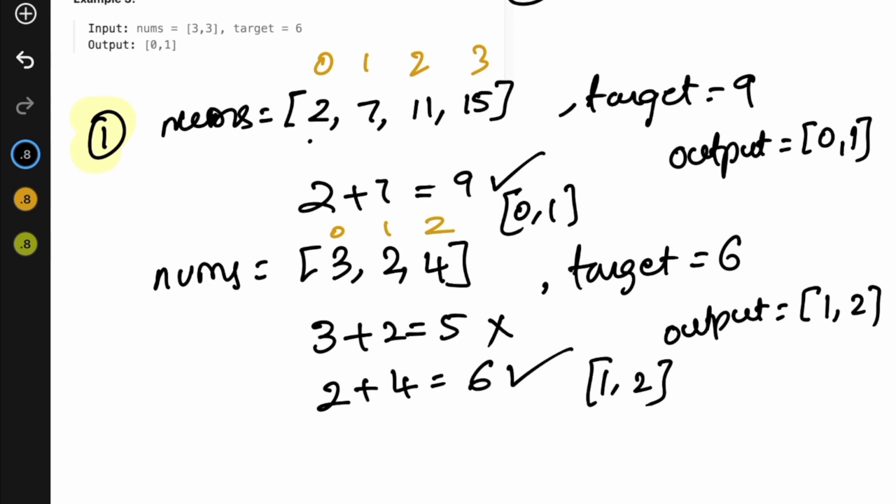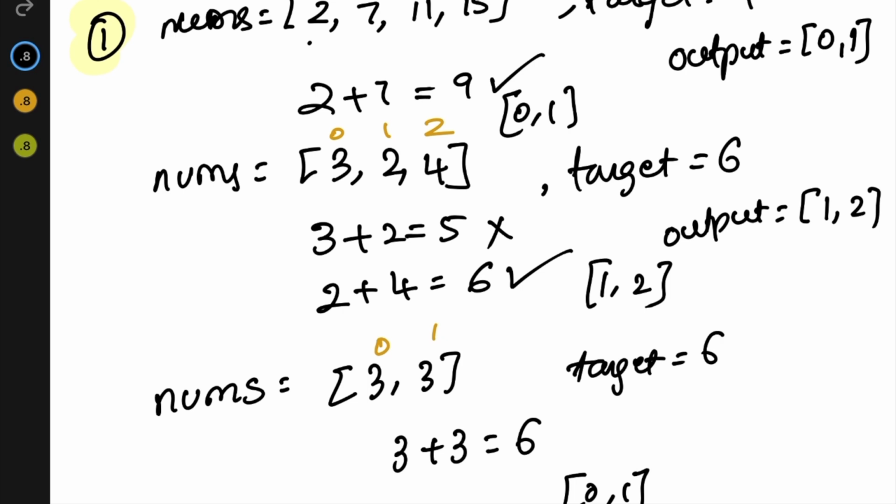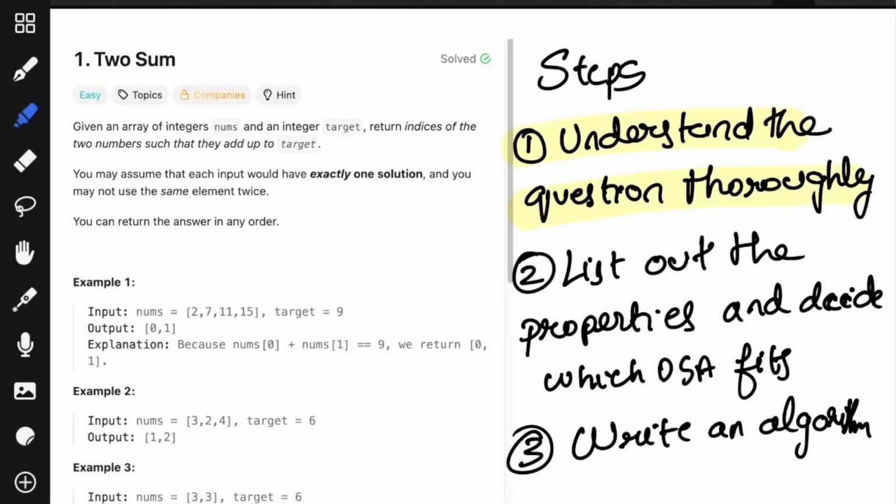I'll see another example, the third example that they've given. 3, 3, the target that I have to make here is 6. I'm going to add, first of all, 0, 1, these are the indices. And now I add 3 plus 3, which is 6. It is matching, so I'm going to return 0, 1. Anyhow, the expected output here was 0 and 1. Let's now move to the next step.